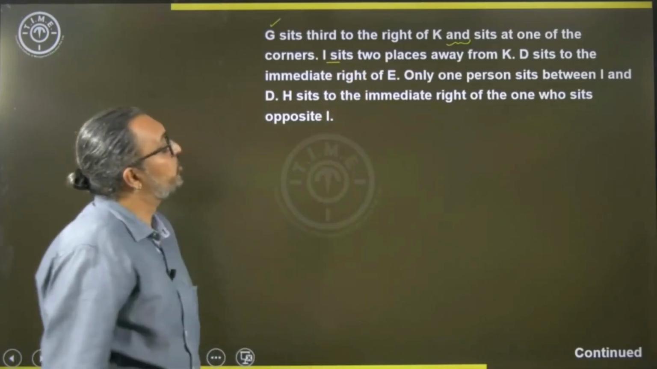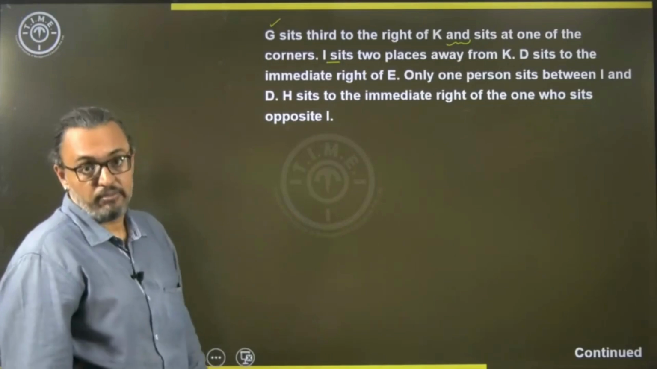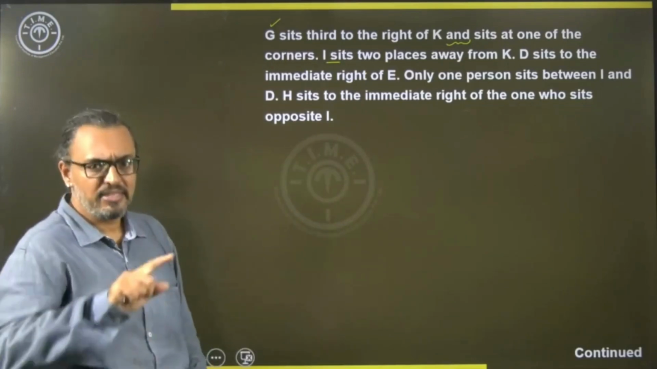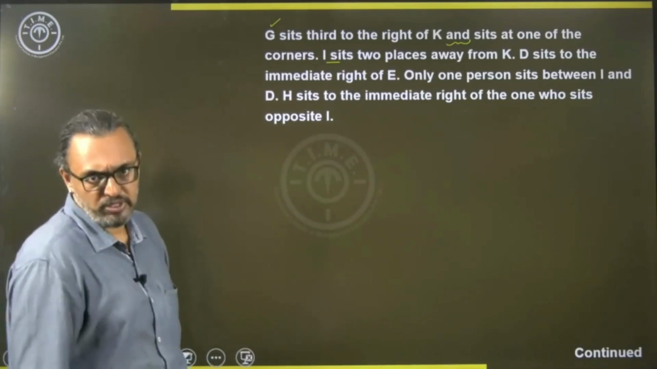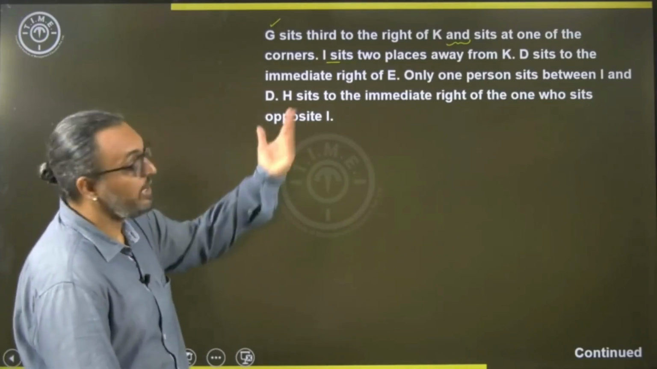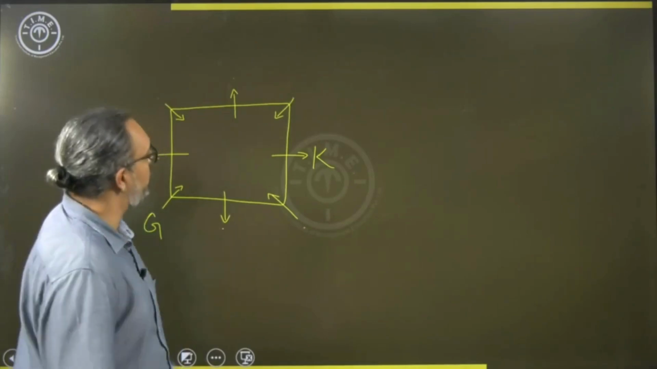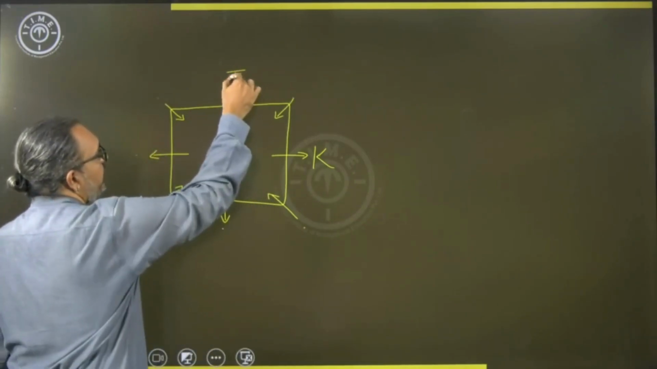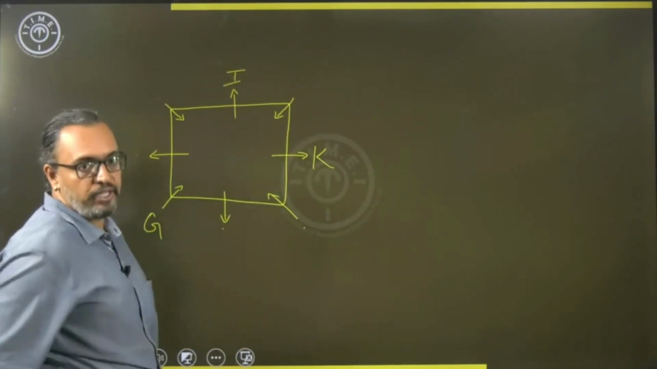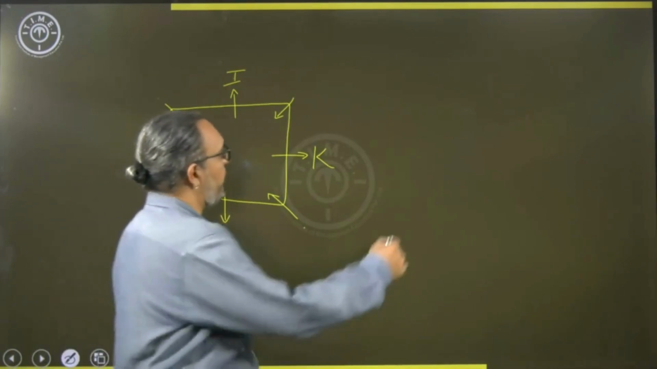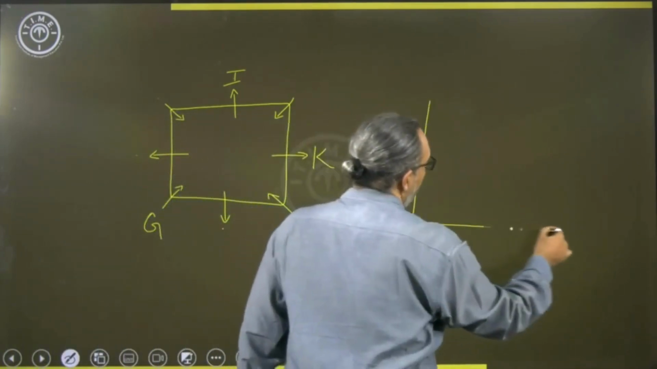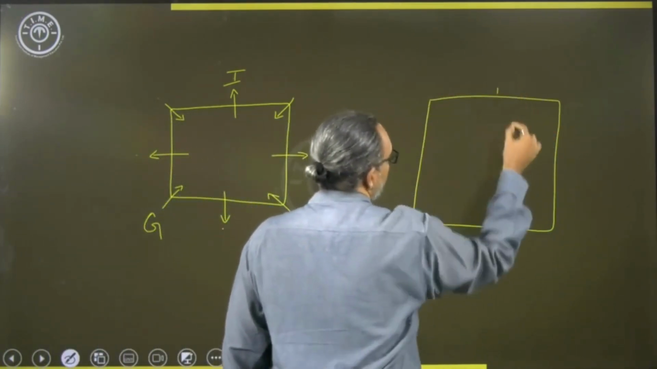I sits 2 places away from K. So 2 places away means a second place. Leave a gap of 1 position. So I is 2 places away, but he never mentions whether it is to the left of K or right of K. Correct? So straight away you can either have I here, that is on the left side of K, 2 places, or you can have I on the other side also, 2 places.